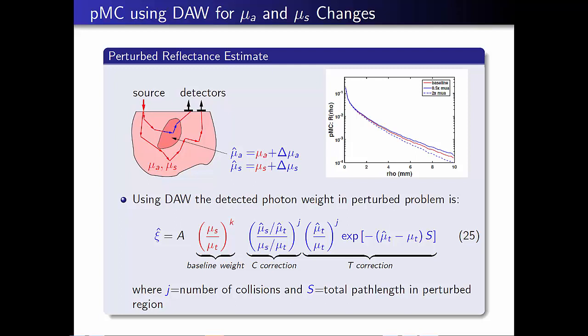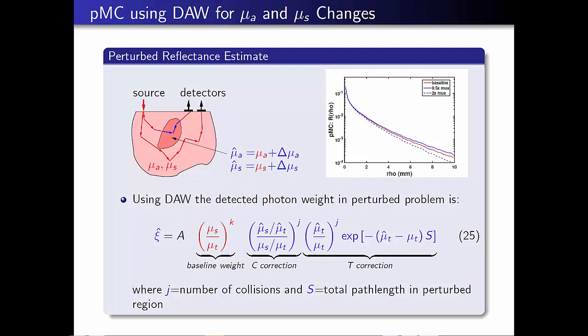I say, give me what j is, give me what s is. Now I can estimate, given I know what my delta A and delta mu s are, what my change to reflectance is. And you can see in this plot, the baseline is red. I ran a simulation, a perturbed PMC evaluation, increasing the mu A by a factor of 2 and then decreasing it by a factor of 2. And you can see that there's this correlation.